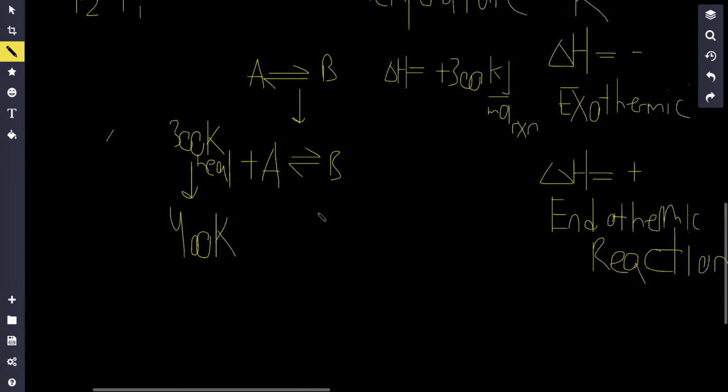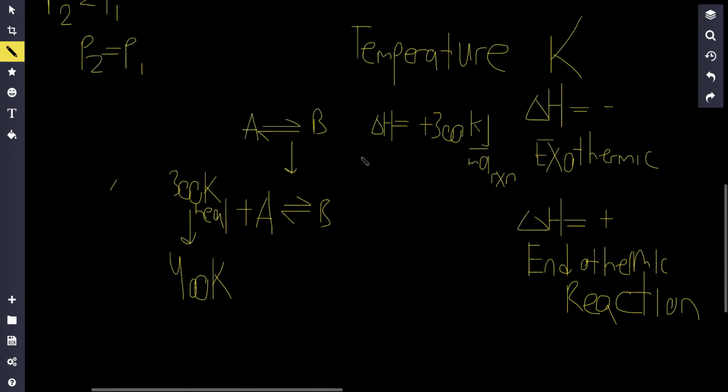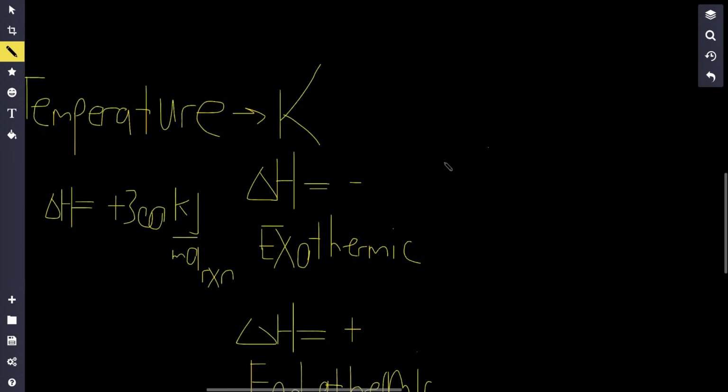All right. Now, changing temperature changes the equilibrium constant. And this is something known as the Van't Hoff equation. This is an equation that relates a change in temperature to a change in the equilibrium constant. So let's take a look at this example.